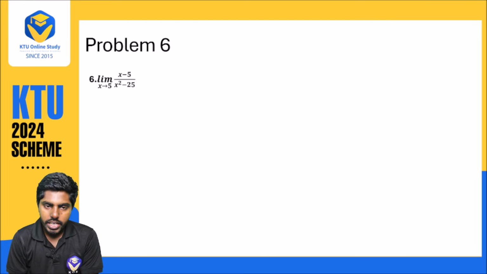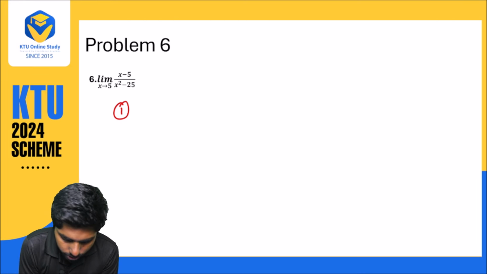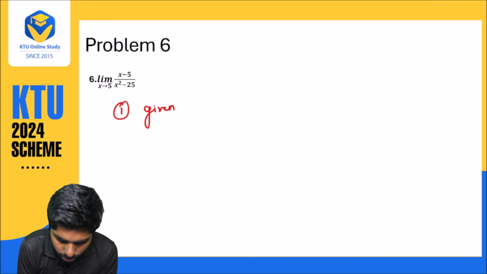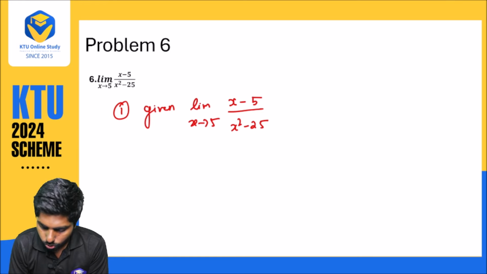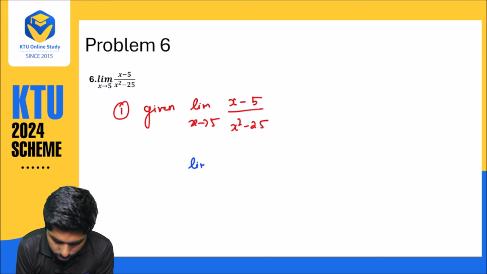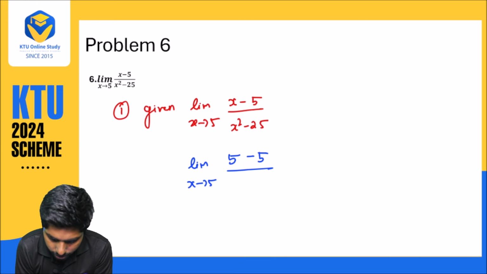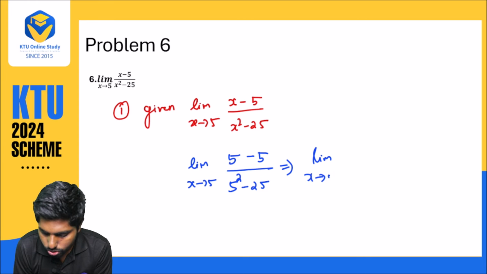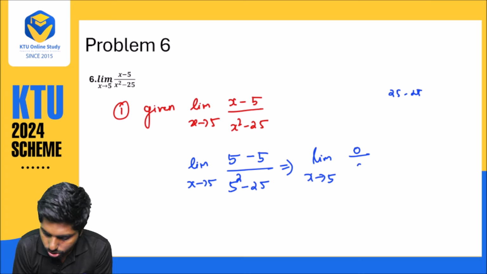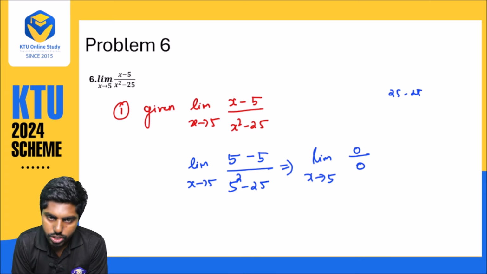So what have they given? Given limit x approaches 5, x minus 5 divided by x square minus 25. So when I apply limit x approaches 5, what will happen? 5 minus 5 divided by 5 square minus 25. That means we will get 0 divided by 25 minus 25, that is also 0. So 0 divided by 0. What is 0 divided by 0? It is undefined.